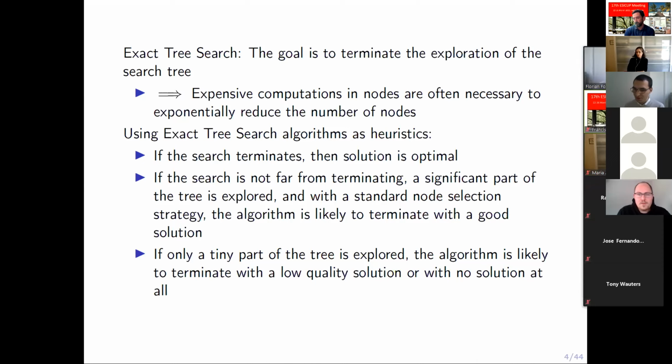The problem is in the third case, when the algorithm would need days or even more to finish. And if we stop it after 1 hour, then we have only explored a very tiny part of the search tree, and we are likely to have a solution which is not very good or even no solution at all. So does that mean that in this case, it's not possible to use tree search algorithms? The answer is no.